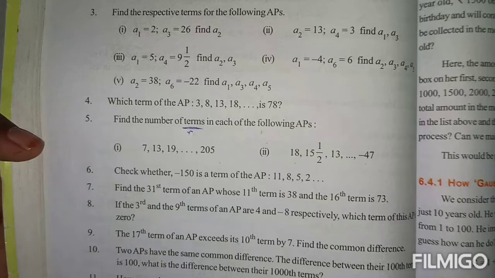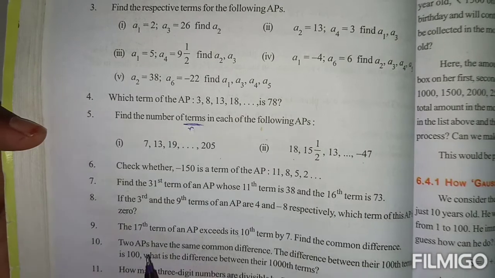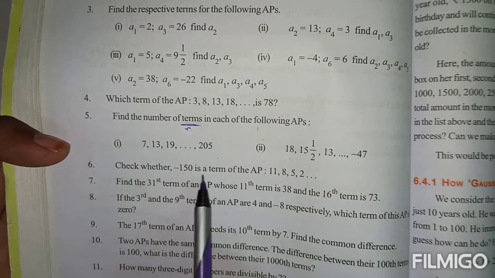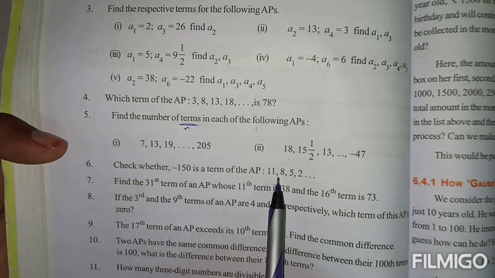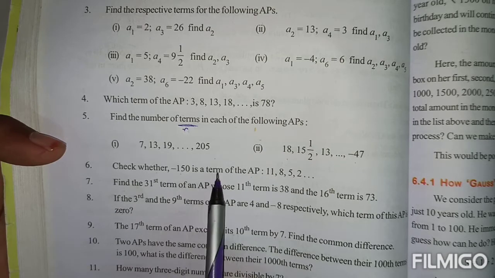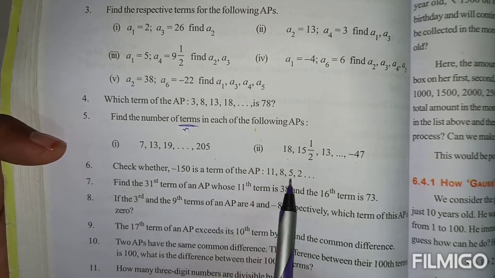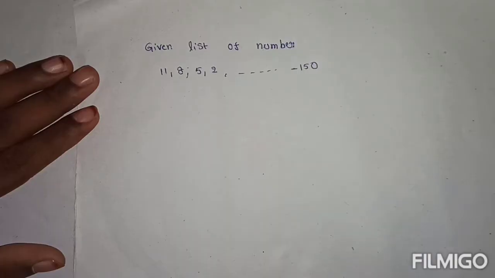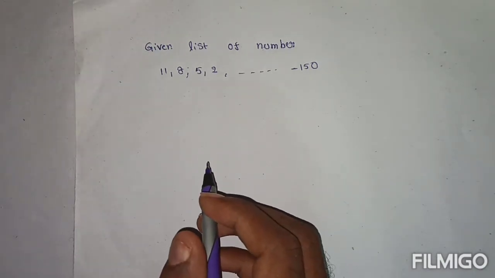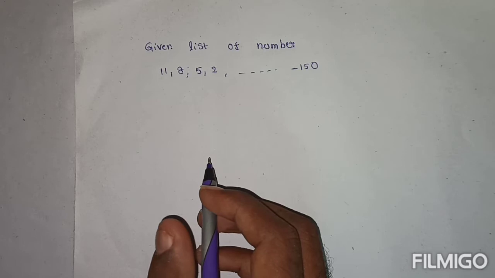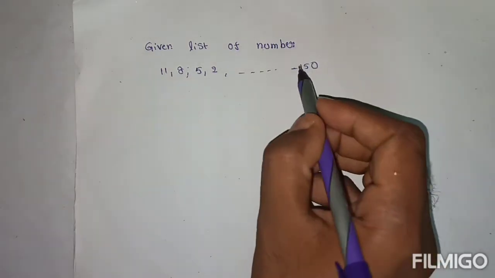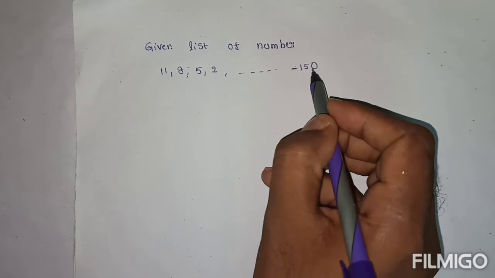Next problem. Okay, sixth problem, write down. Check whether minus 150 is a term of the AP 11, 8, 5, 2. Write down. So minus 150 is which term?